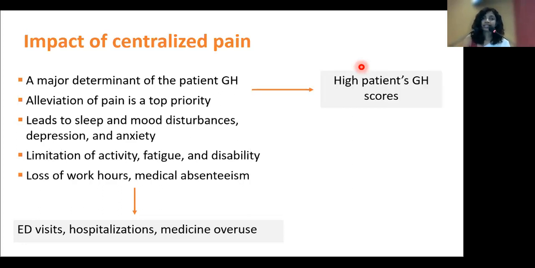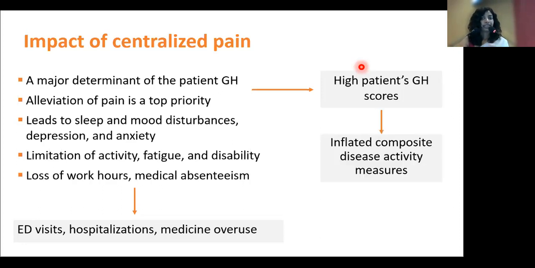And for us, when patients have centralized pain, they will give a higher global health score, like the example that we took before. That will artificially inflate our composite disease activity measures, and that's invariably going to affect our decision making on further treatment, unless we really recognize it.